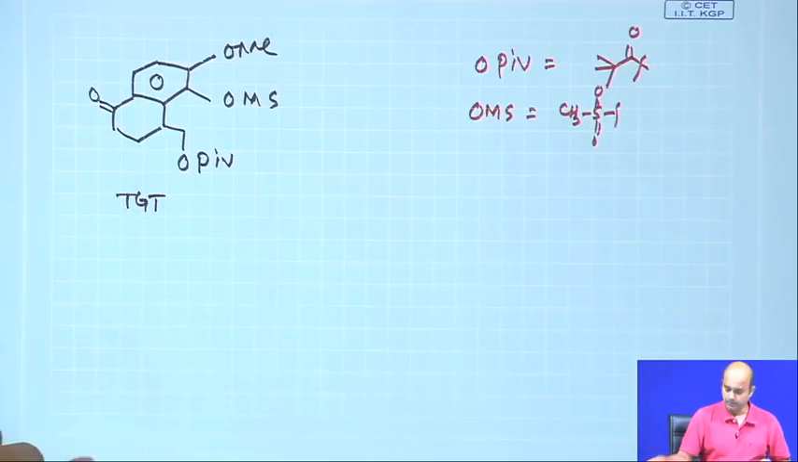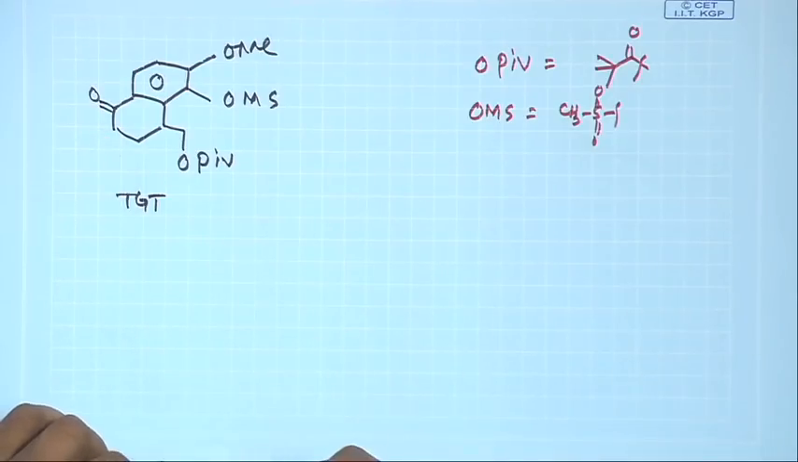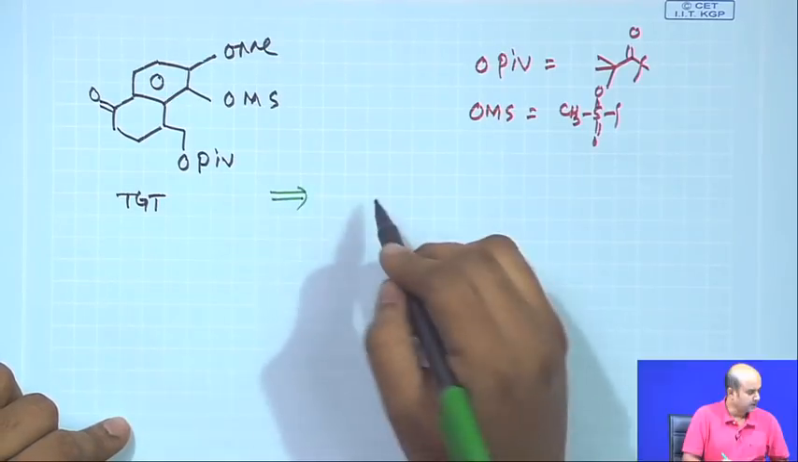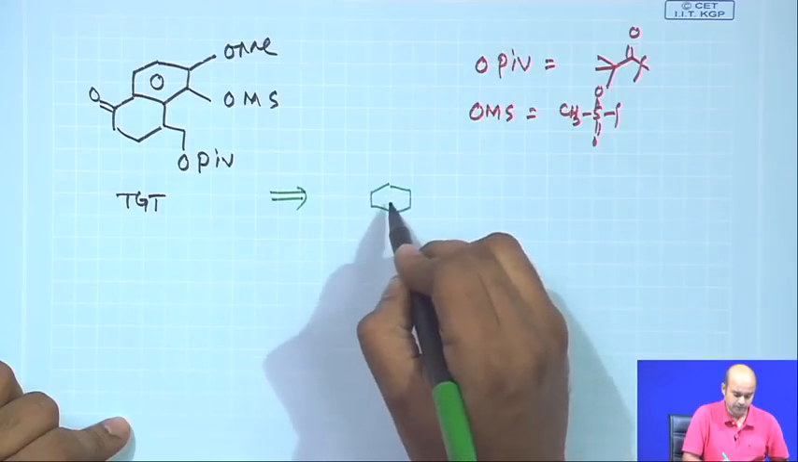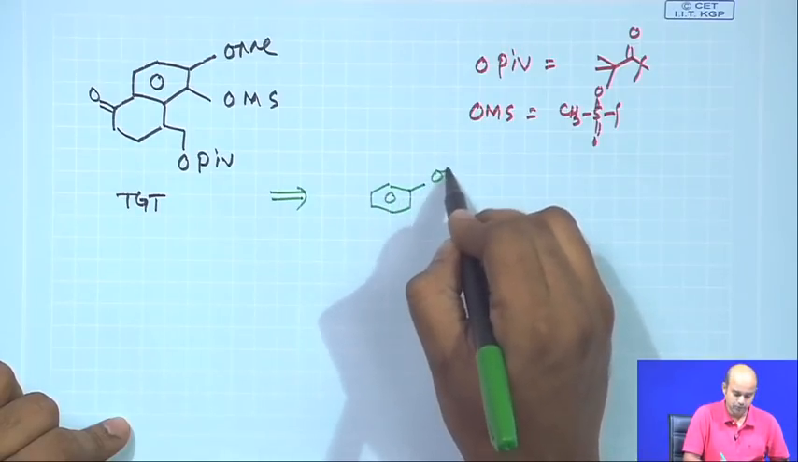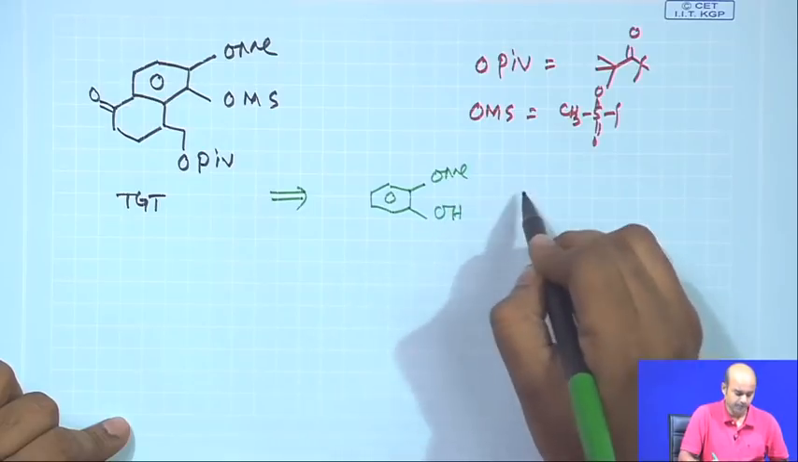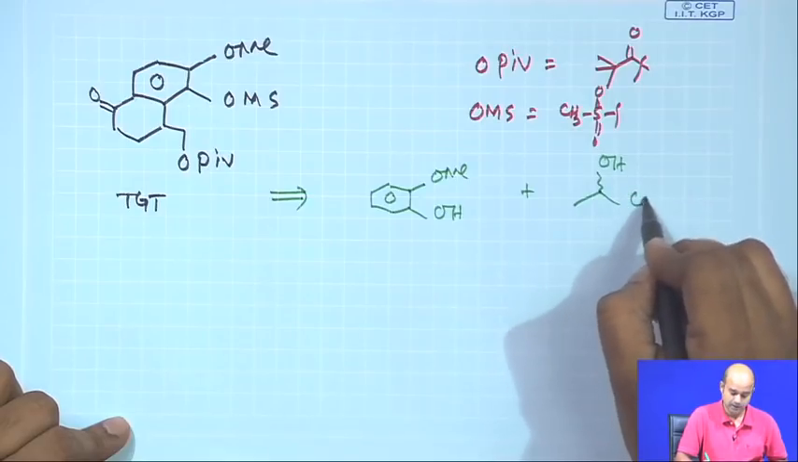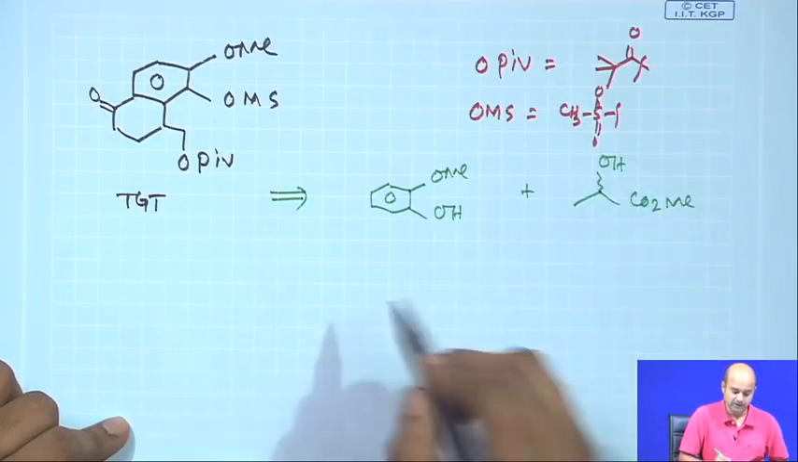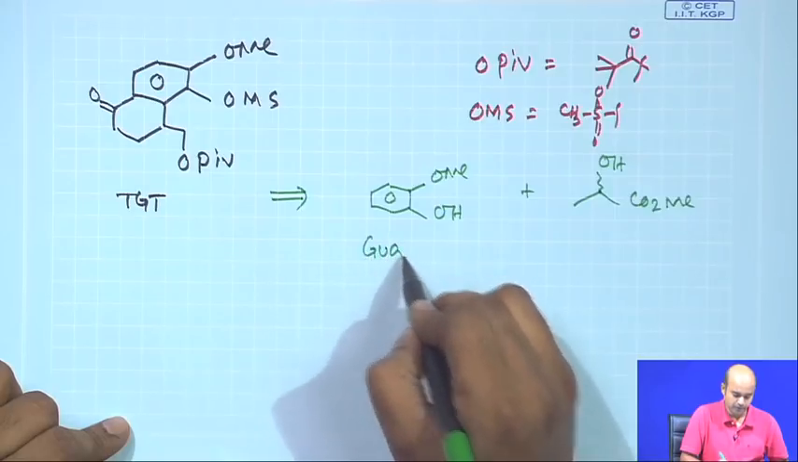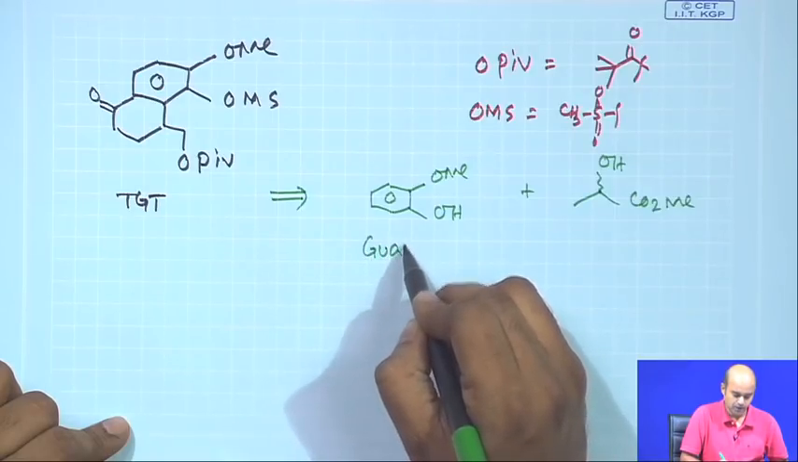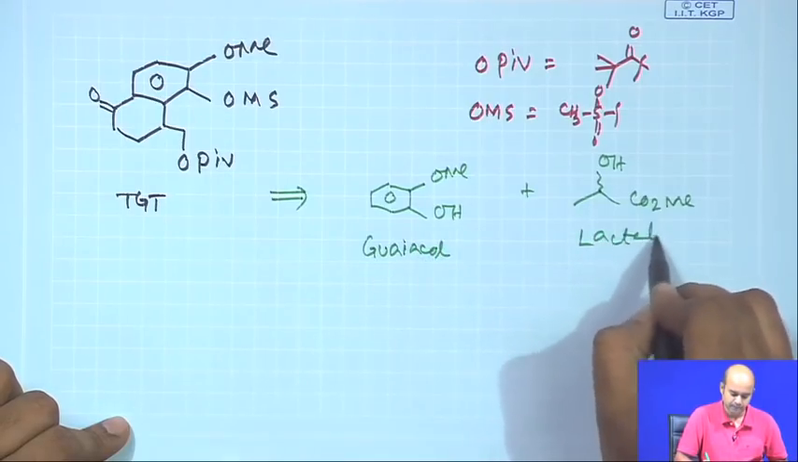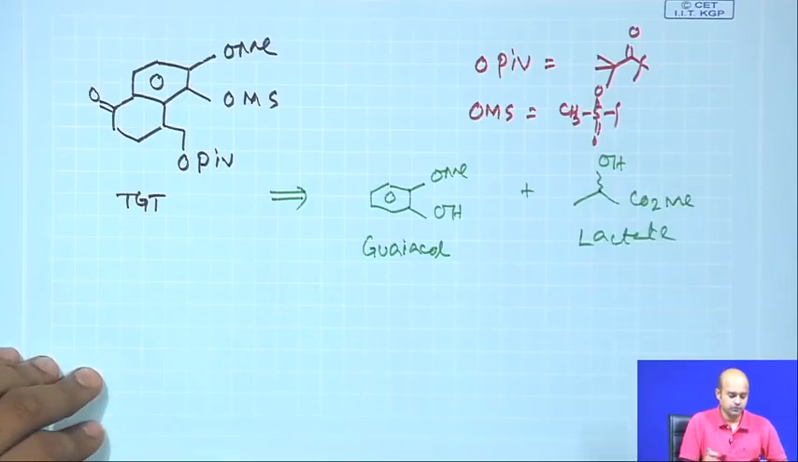So, this is the target molecule, and if you want the starting material, I can give it to you. The starting material is very simple. I give you commercially available compounds, guaiacol and a lactate derivative. This compound is o-methoxyphenol, guaiacol, and this is a lactate ester, methyl lactate. These two are the starting materials which were given to you.